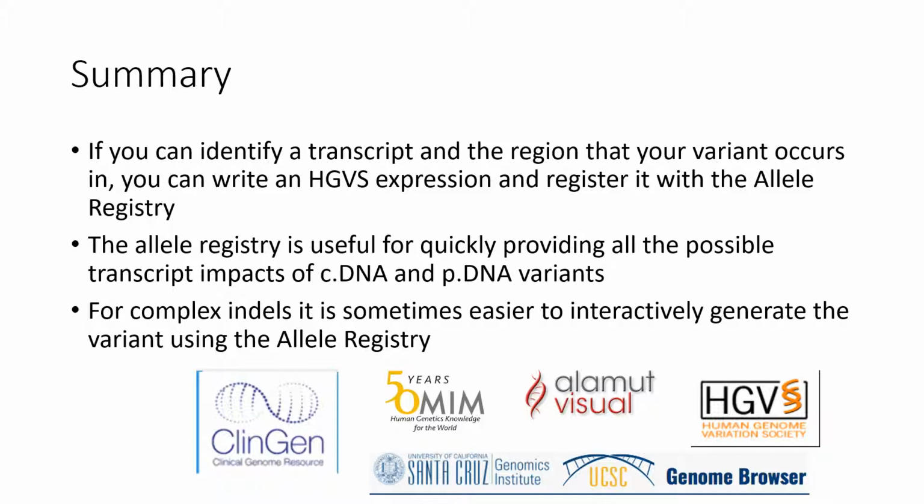To summarize very briefly, if you can identify a transcript and the region that your variant occurs in, you can write an HGVS expression and register it with the allele registry. The allele registry is useful for quickly providing all the possible transcript impacts of cDNA and pDNA variants, and for complex indels, it is sometimes easier to interactively generate the variant using the registry.